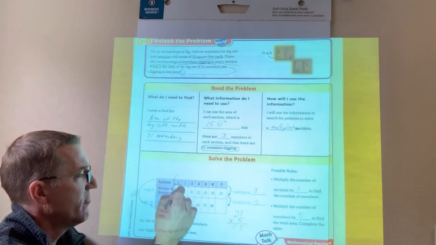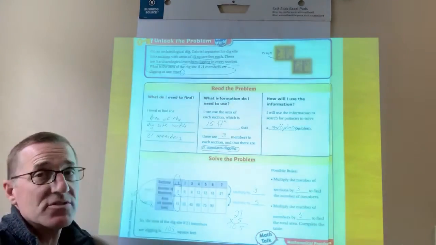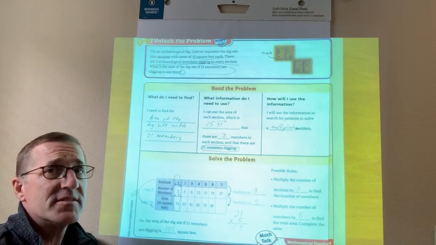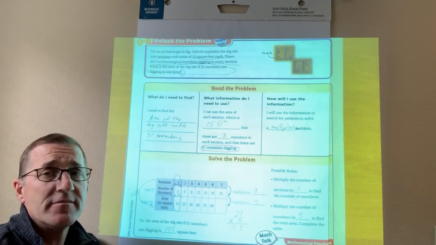So the main thing you need to remember is I take that first initial set of data, get my table started, and use that to find my rules. Once I found my rules, I just got to do multiply or divide.